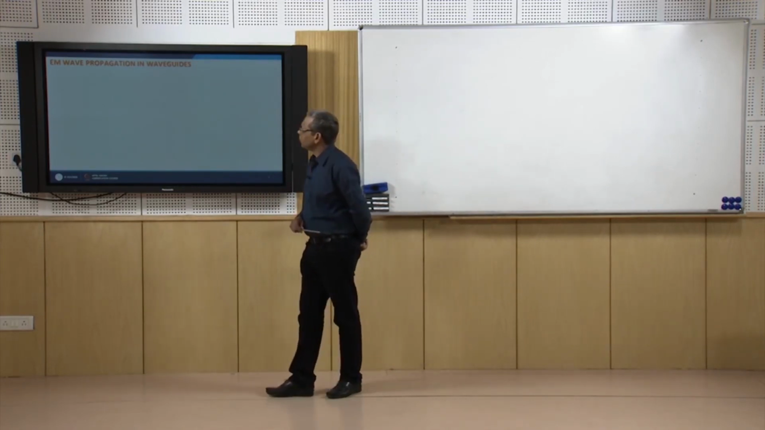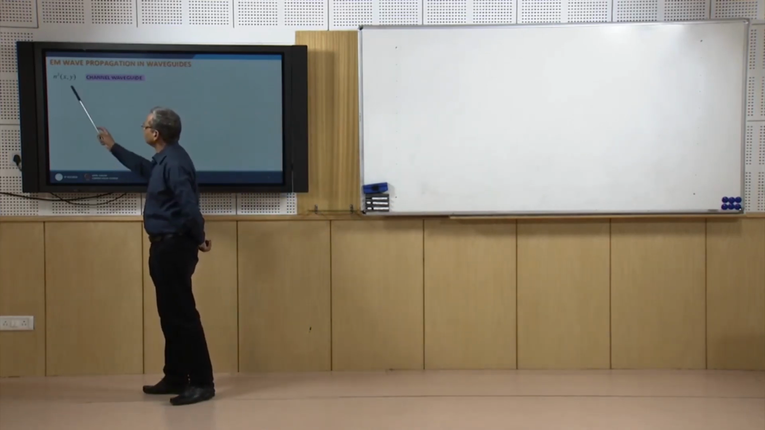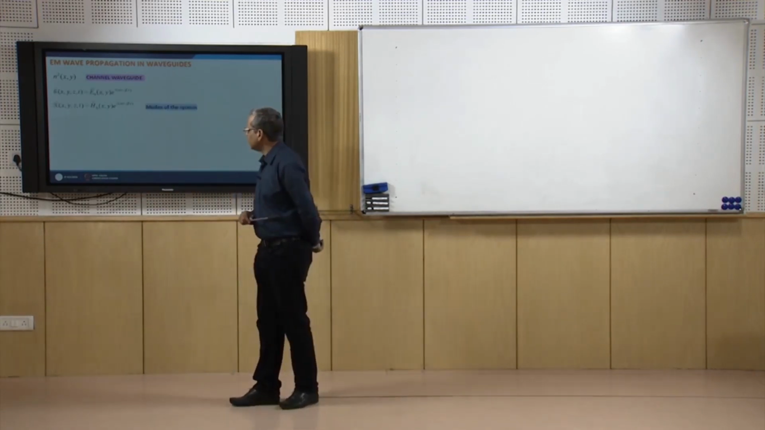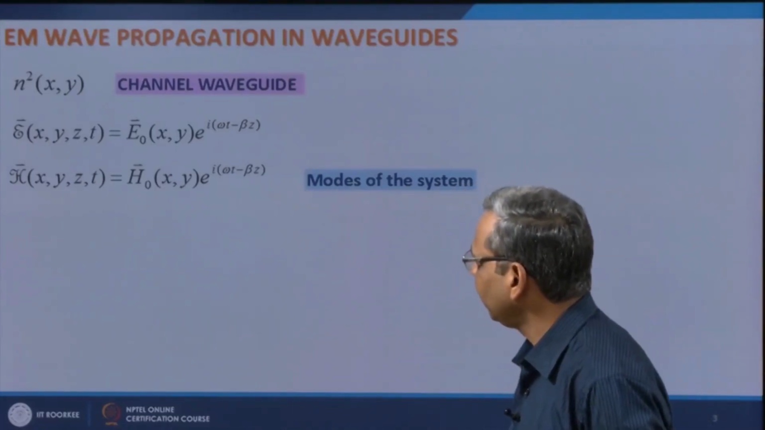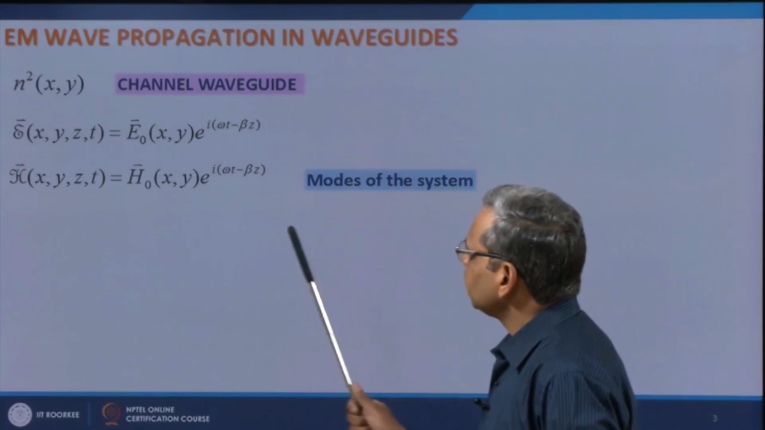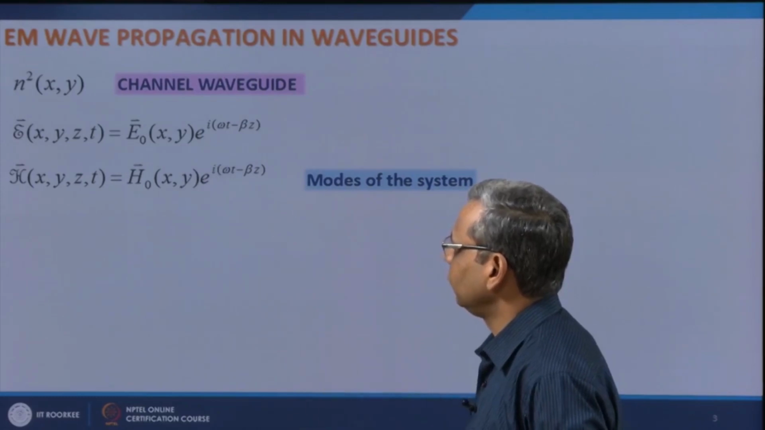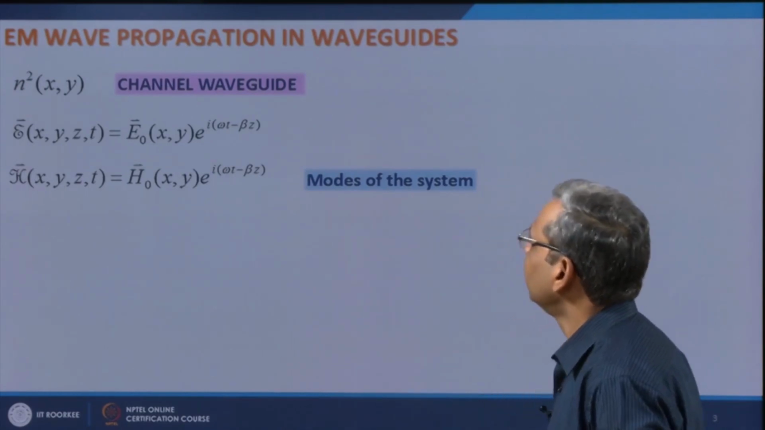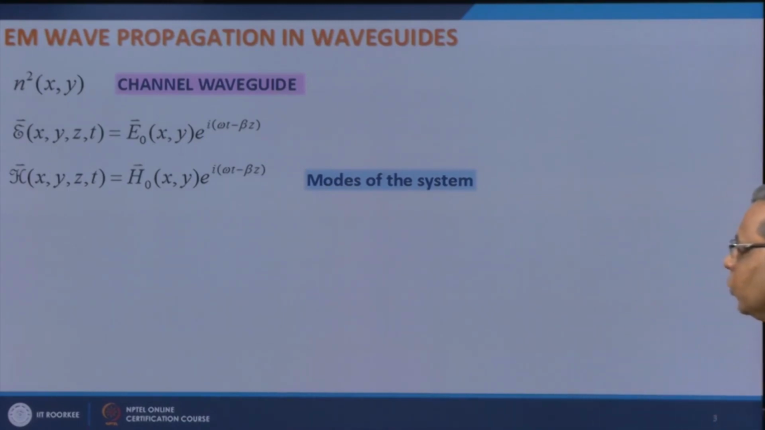Then we had considered propagation in waveguides. So, now if n square depends upon x and y and the wave is propagating in z direction, then the electric and magnetic fields associated with the light wave would be given by these, and we notice here now these E0 and H0 are not constants, but they depend upon x and y. So, there is some electric field profile and magnetic field profile which propagates in z direction with certain propagation constant beta. So, these are the modes of the system.